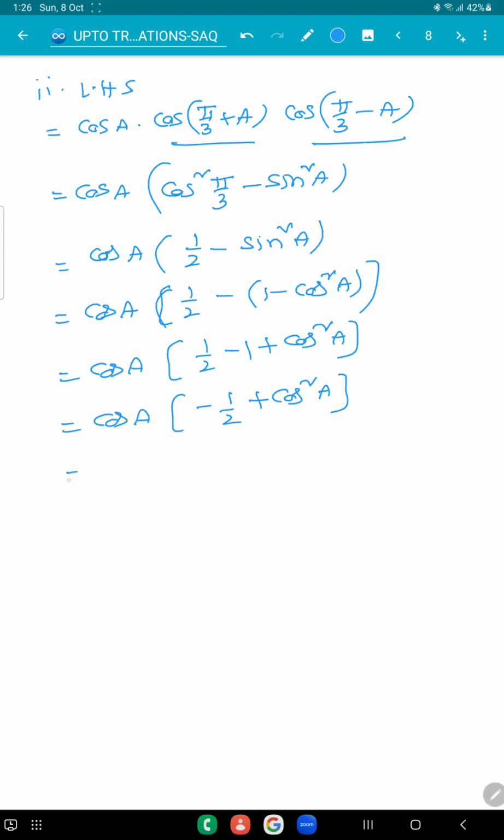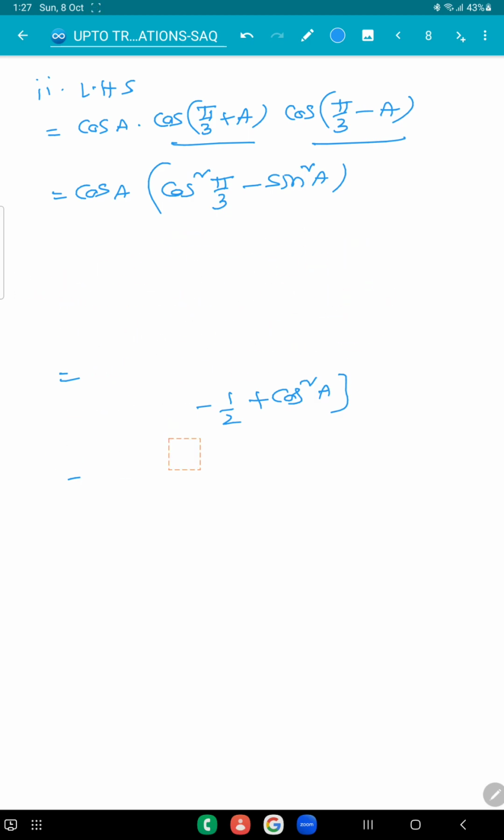So that is equal to cos A minus 1 by 2 plus cos square A. 2 to cancel. Let us use another formula. It makes the process simple.